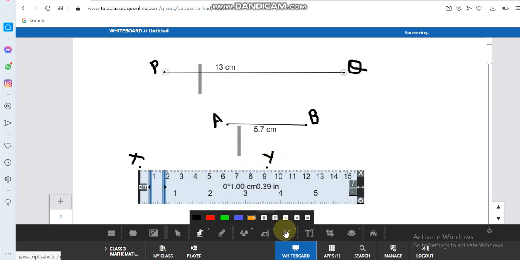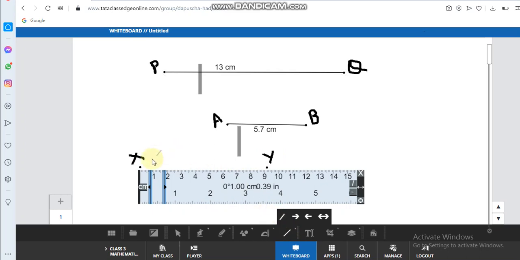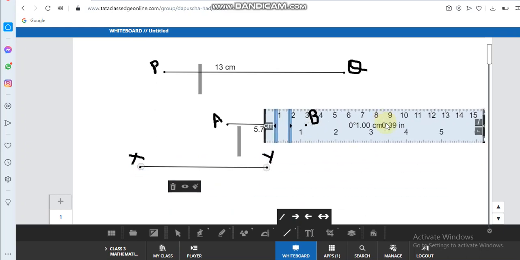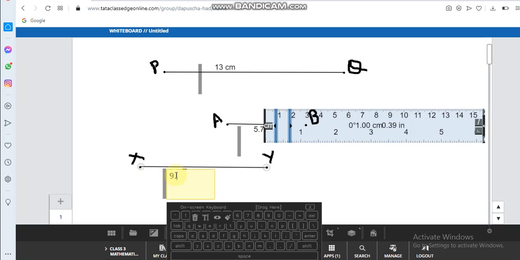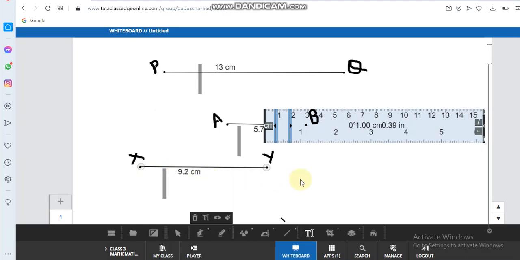Okay, now join these two dots with the help of your ruler, a straight line. You have to make a straight line. So now this line segment XY is of 9.2 centimeter. So you have to write the length also. So this we have done. Now likewise you have to do all the questions.